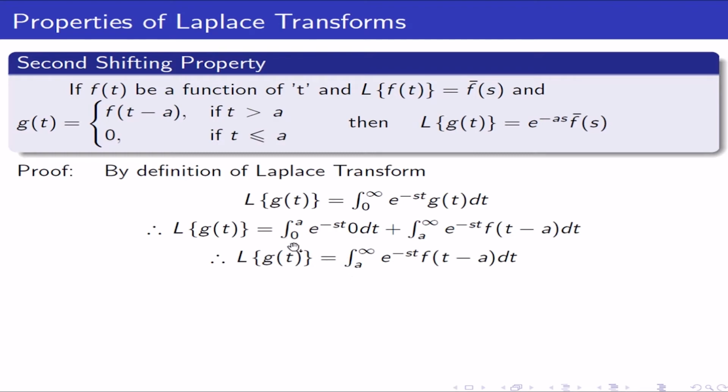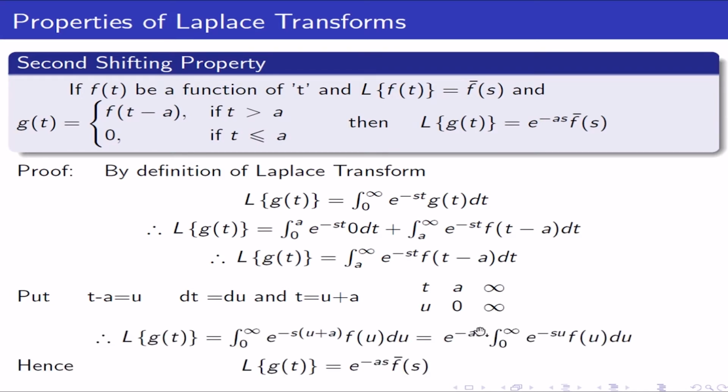Therefore, the integration of 0 is 0, so this term vanishes. Let us have only one term here: the integration from a to infinity of e to the power minus st f of t minus a dt. Let us put t minus a equal to u, therefore dt is equal to du and t is equal to u plus a. As t varies from a to infinity, for t equal to a, u is equal to 0, and for t equal to infinity, u is equal to infinity.